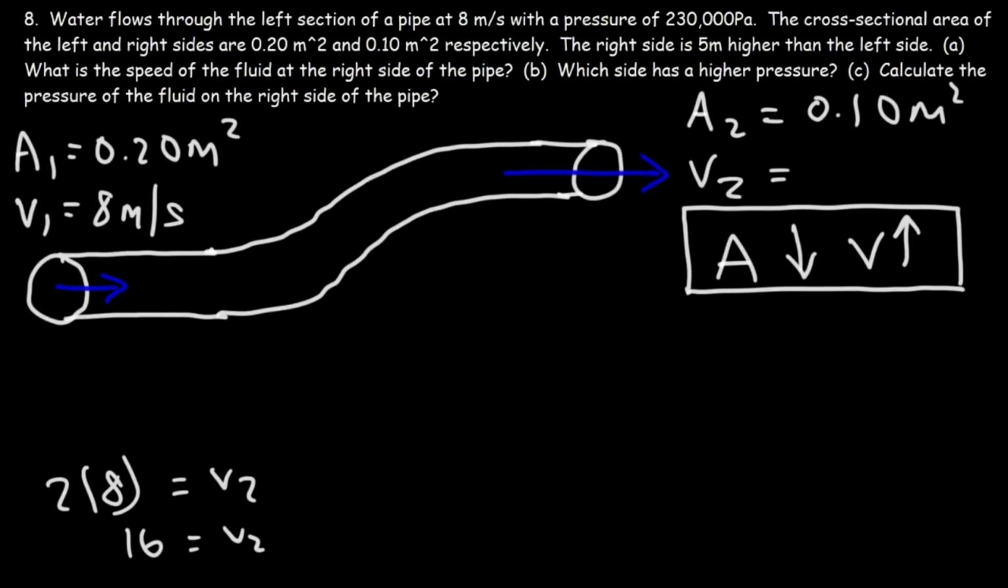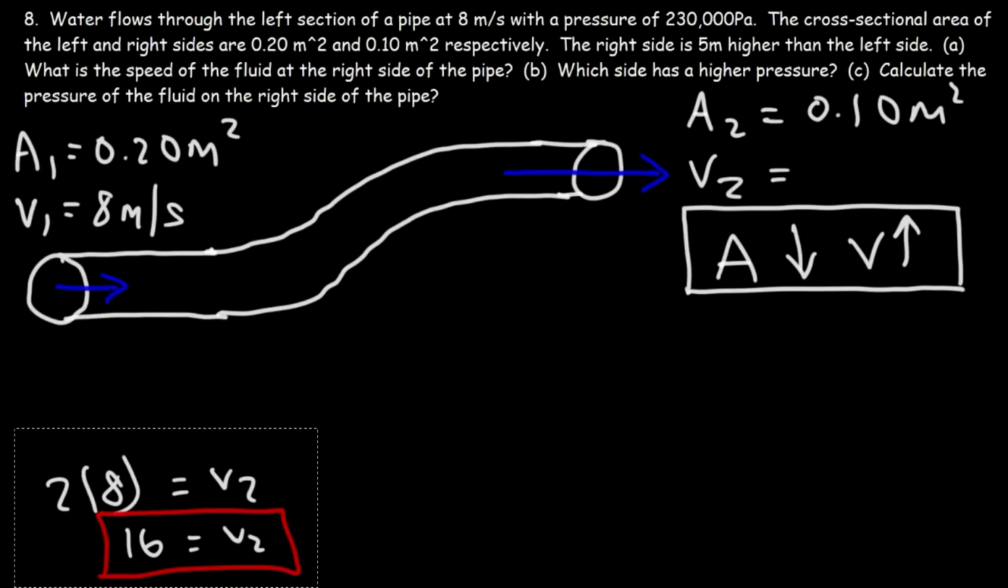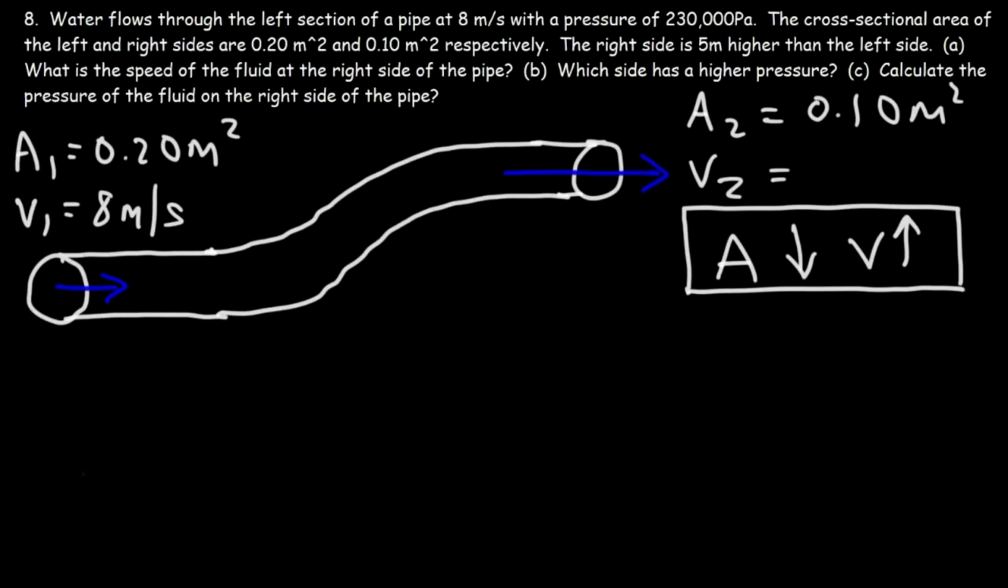So the answer for part A is 16 meters per second. So now let's move on to part B. Which side has a higher pressure? Would you say the left side, or would you say the right side? What would you say?